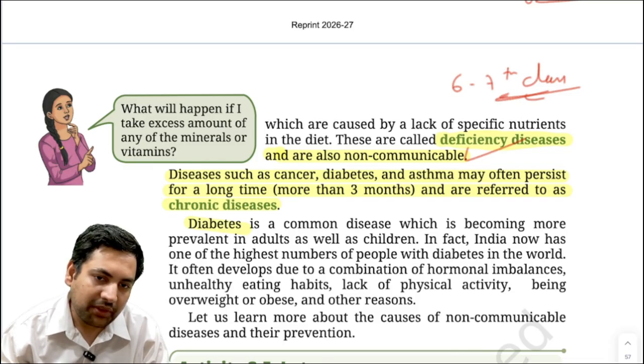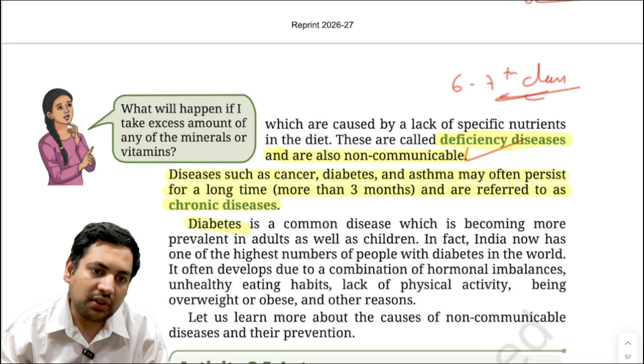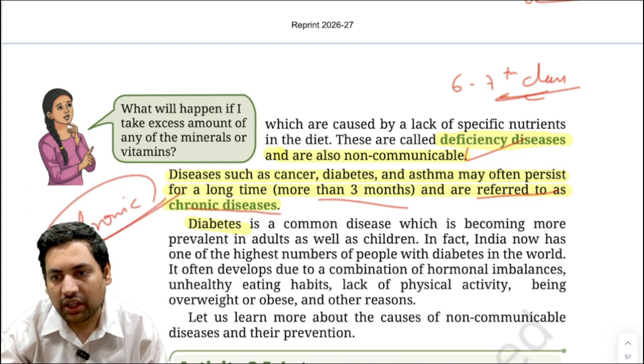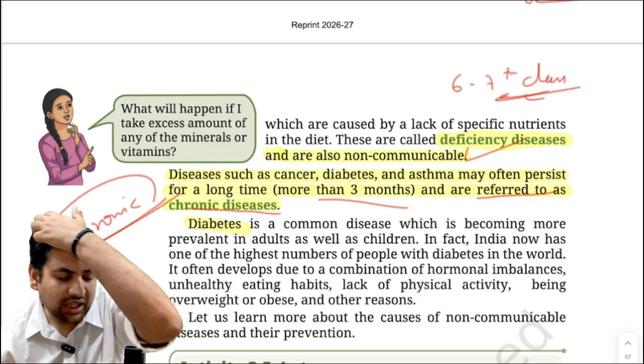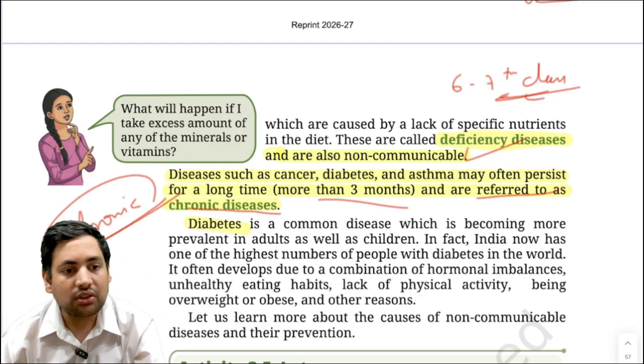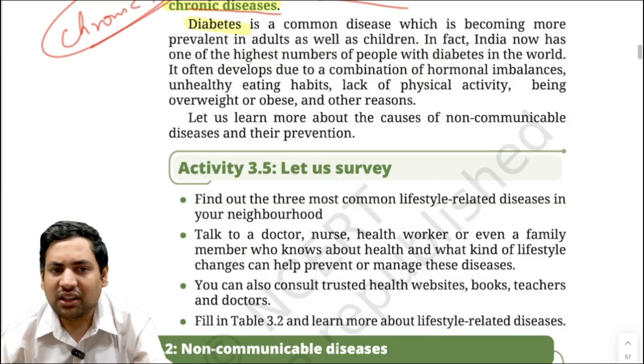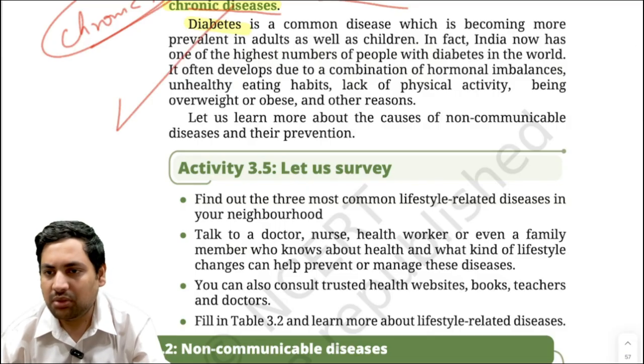Diseases such as cancer, diabetes, and asthma may often persist for a long time, more than 3 months, and are referred to as chronic diseases. A chronic disease is one which affects you for a very long time. Even after you become sort of fine, it keeps affecting you. That is chronic disease.